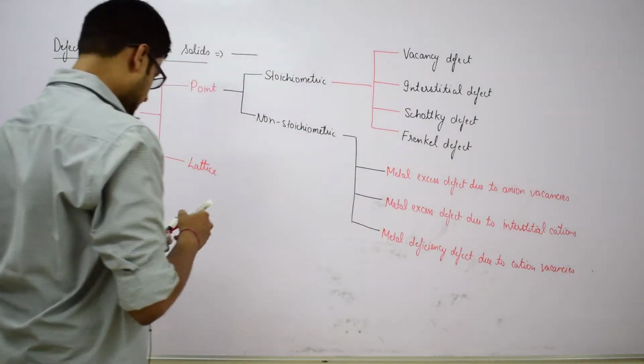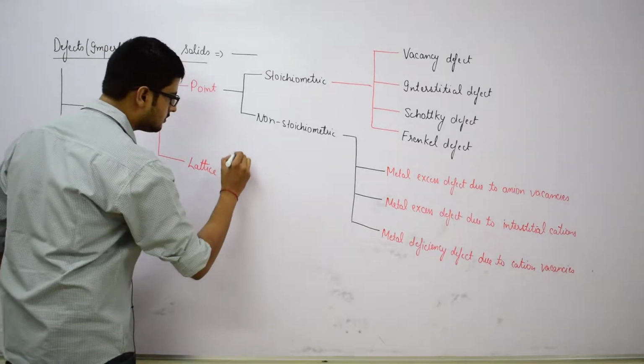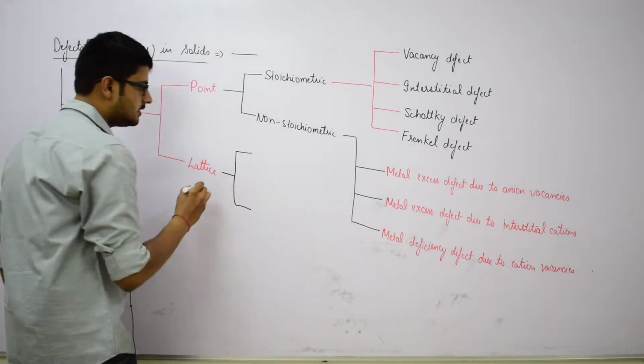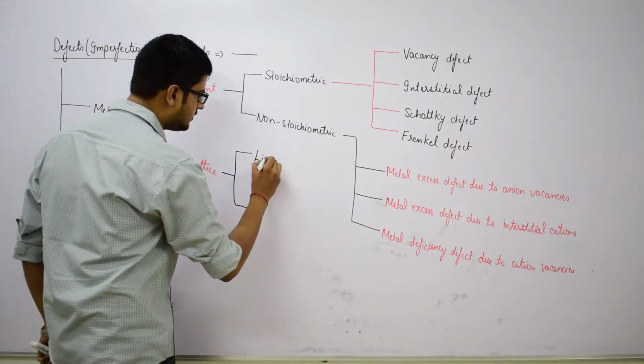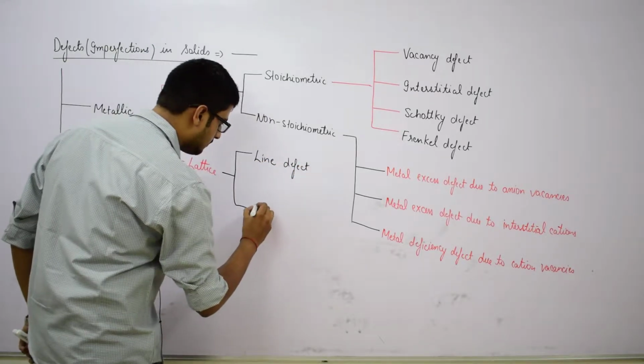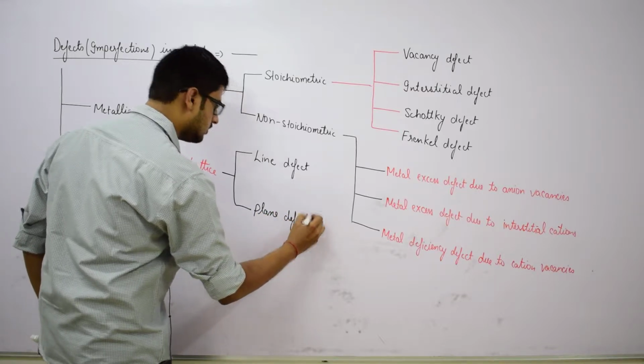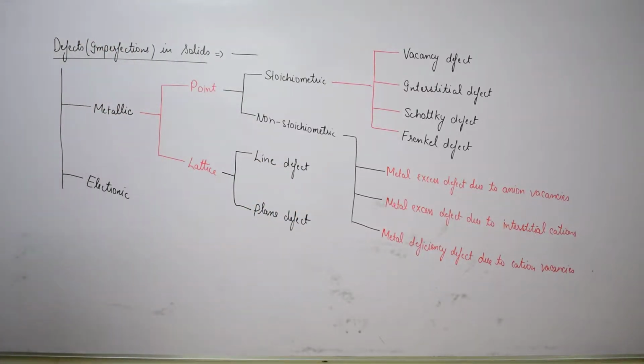And these lattice defects are of further two types. These are line defect and plane defect. So, this is the entire categorization of defects or imperfections in solids.